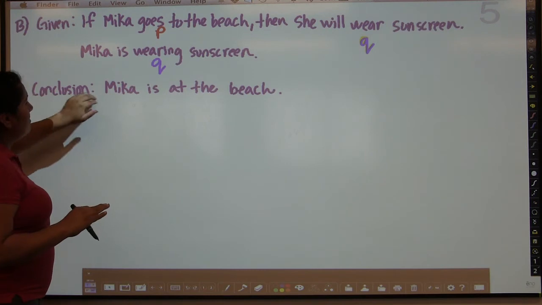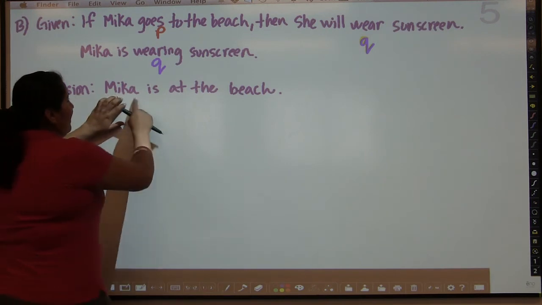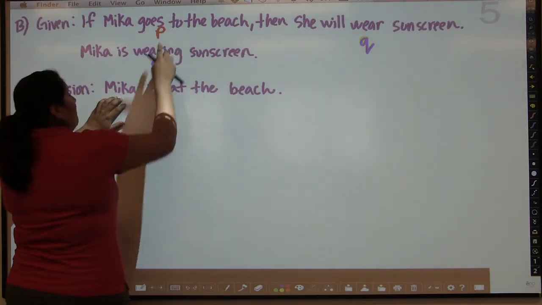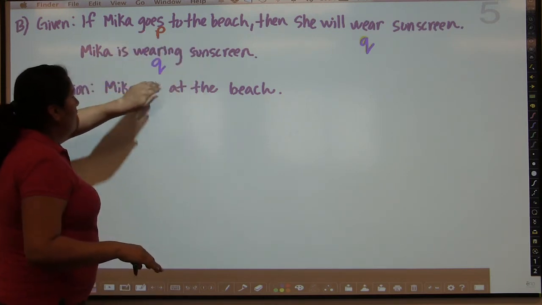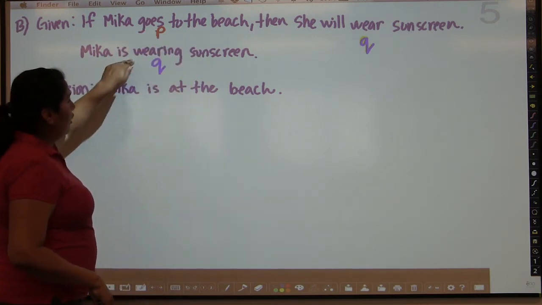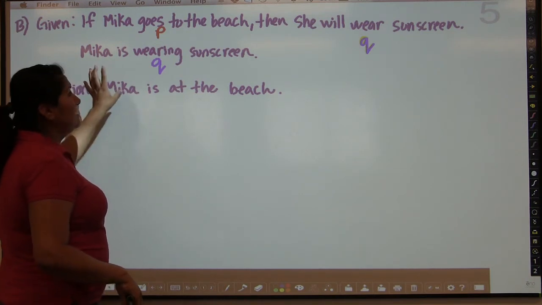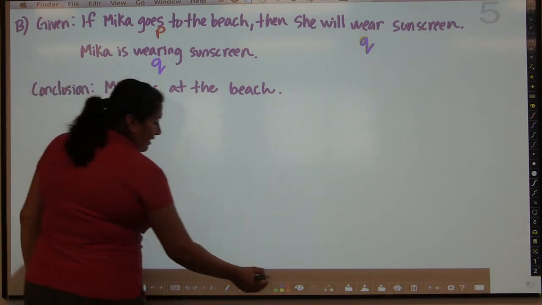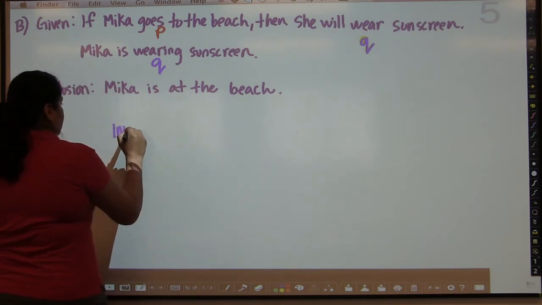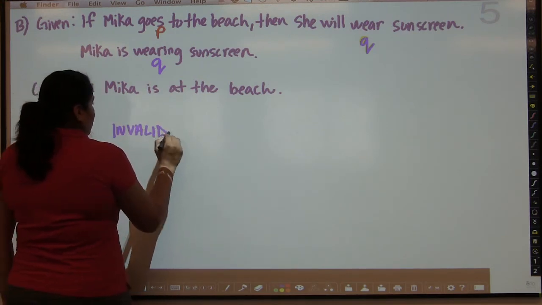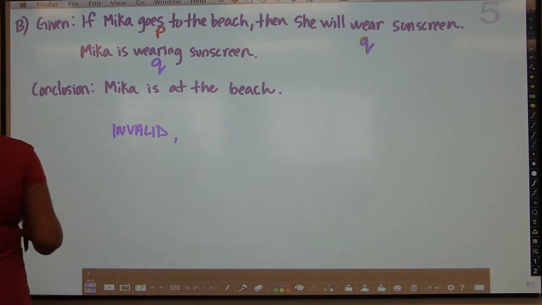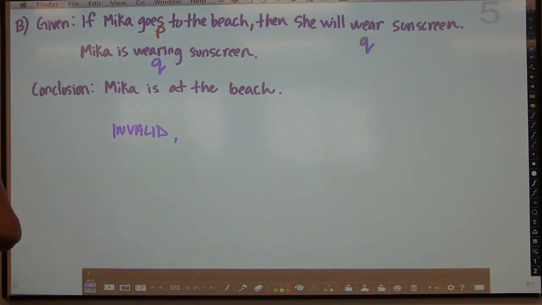So their conclusion is that Mica is at the beach. Again, Mica is at the beach is P. Remember that before, we know that P implies Q. We're supposed to have P is true, and then our conclusion is that Q is true. So this is not the right format at all. This is invalid. Okay, so we have that it is invalid, and as far as our reasoning, it's not following the right format. The given statement that Mica is wearing sunscreen satisfies the conclusion of the conditional instead of the hypothesis.